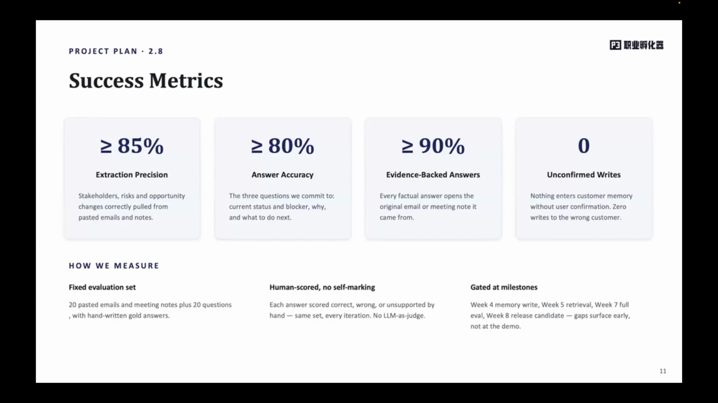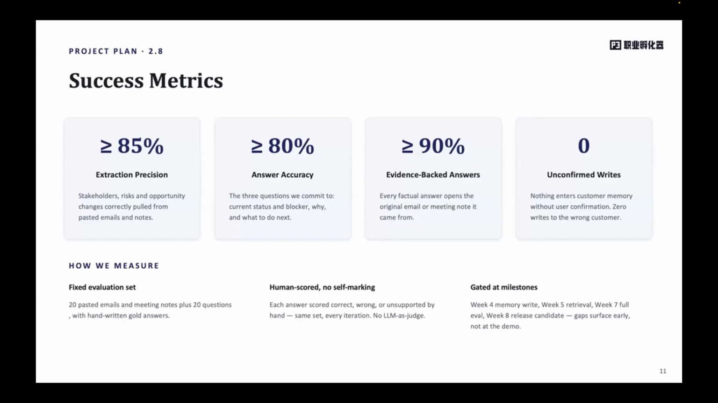Second, answers. Our MVP is scoped to be opportunity-forward. So the questions are the ones a salesperson asks for the opportunity view, like where does this deal stand? What's blocking it? Why? And what should we do next? So this part has to be at least 80% correct. The third one is evidence. Every answer must open the original notes it comes from, at least 90% of the time. But for a question without evidence, an answer like, I'm not sure about this, is acceptable.